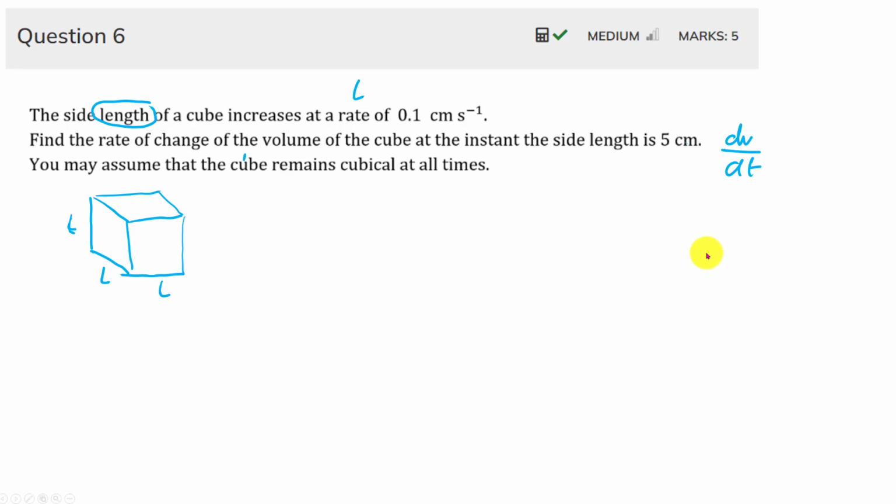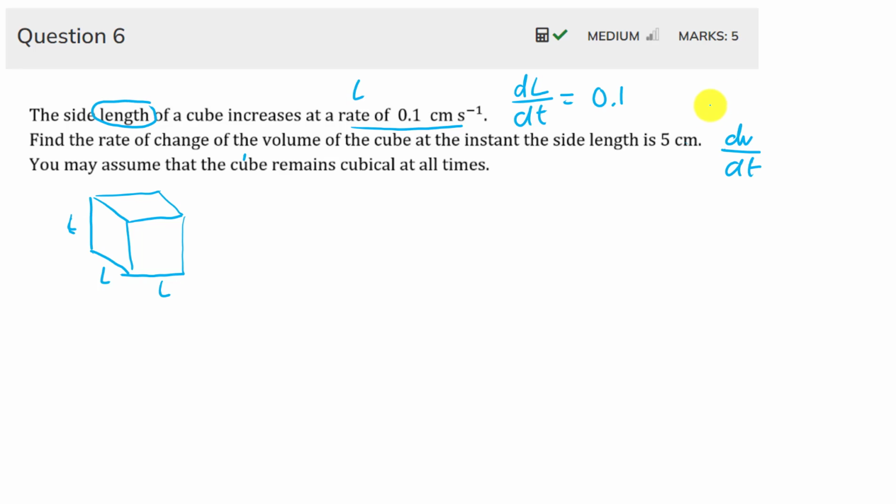So, just doing this for the late joiners. You've got a cube, we don't know its length, but it increases at a rate of 0.1 centimeters per second. So this gives us that information, and we can call it L or X, but because it says length, and I've labelled the diagram with L's, that means the side length. dL/dt equals 0.1, because that is the rate of change.